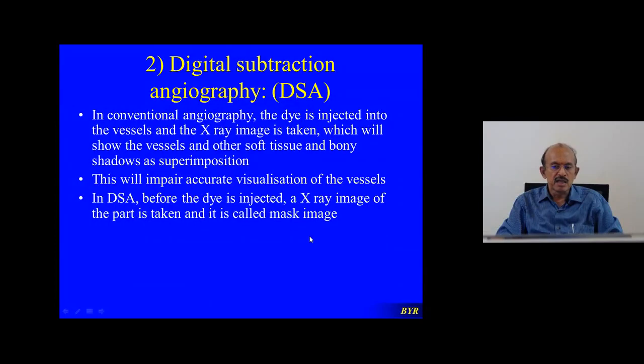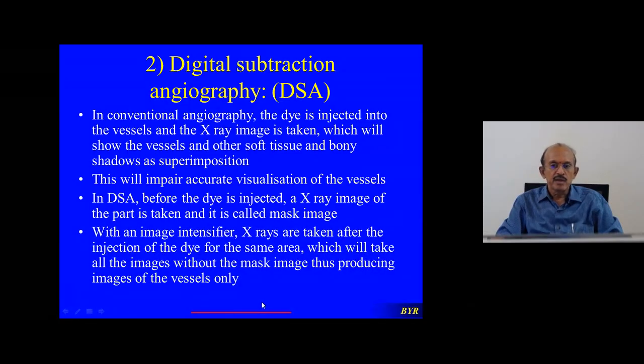In digital subtraction, before the dye is injected, an X-ray image of the part is taken, and it is called the mask image. With an image intensifier, X-rays are taken after the injection of the dye for the same area, which will take all the images without the mask image, thus producing images of the vessels only. So this is a computer-aided technique.